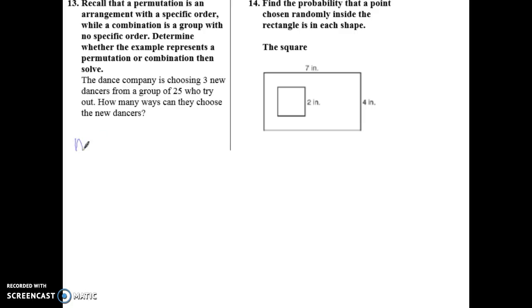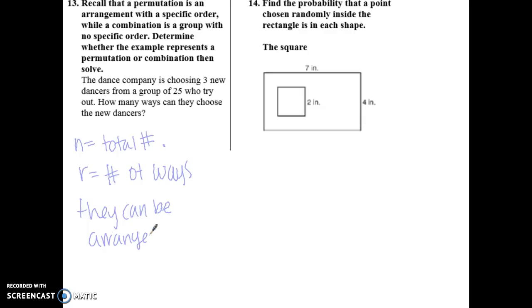And so we need our N, and we need our R for both of these. Reminder, N is a total number, and R is going to be the number of ways they can be arranged. So put it in notation for me, and then solve it. So notation here equal to, and then your answer, box both of those for me.